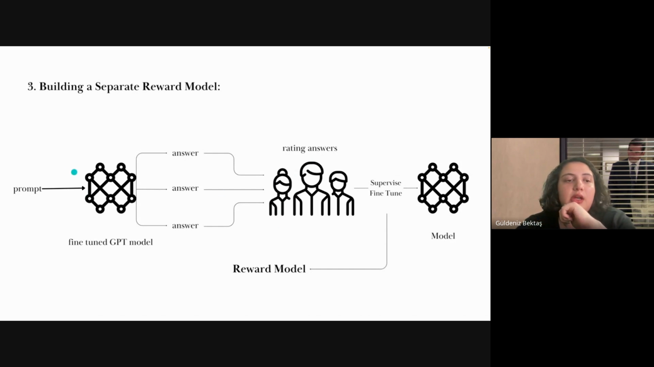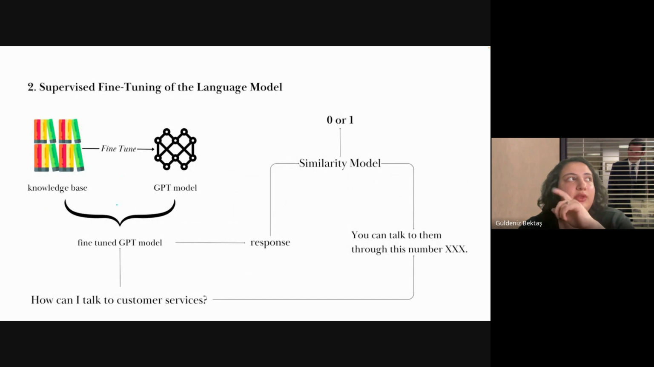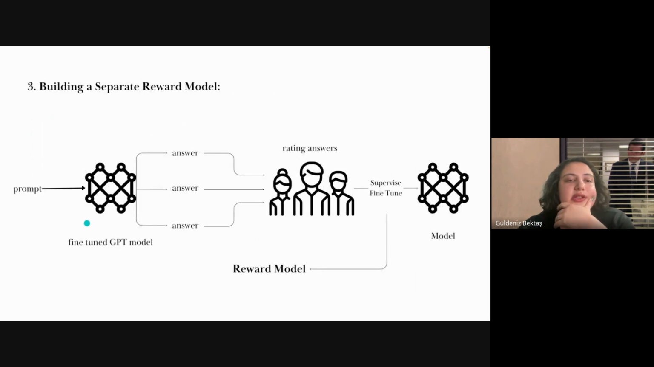Shortly, this is our fine-tuned GPT model. This GPT model has our knowledge base trained, and if we give any prompt from our knowledge base, we ask the same prompt several times. In this case, we asked it 3 times, and with each prompt, we're going to have different responses.